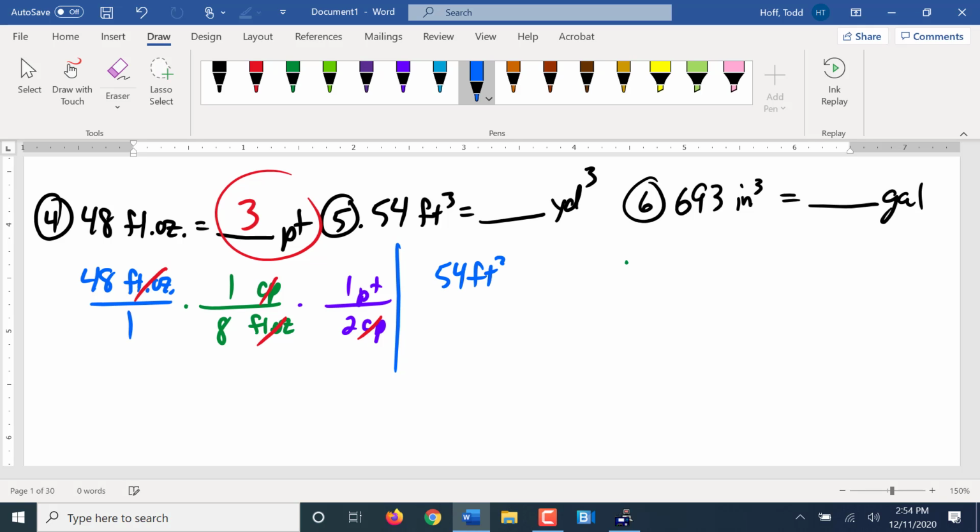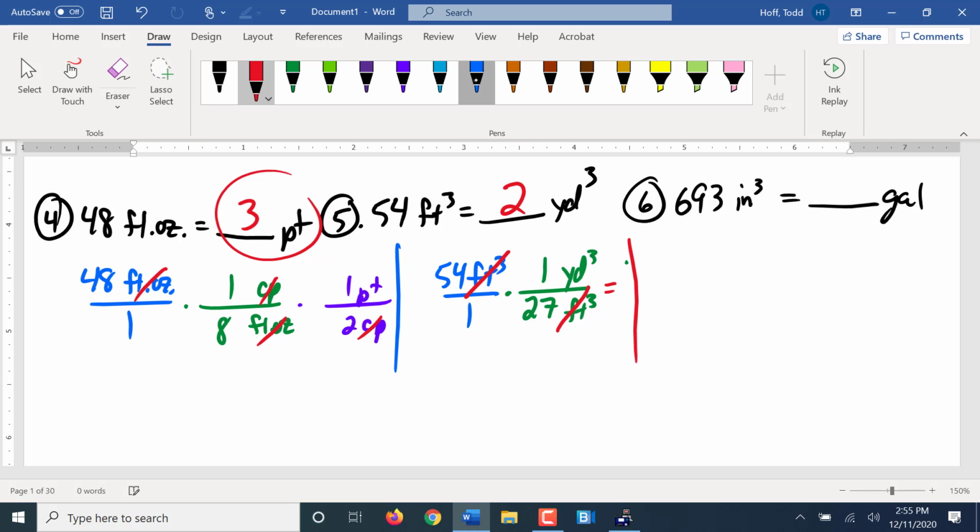54 cubic feet going into cubic yards. What's our relationship there? Close. How many yards are in a foot? 3, so the units are cubed, so 3 times 3 times 3? 27. There you go. So what does that end up being? 2 cubic yards. You got it.